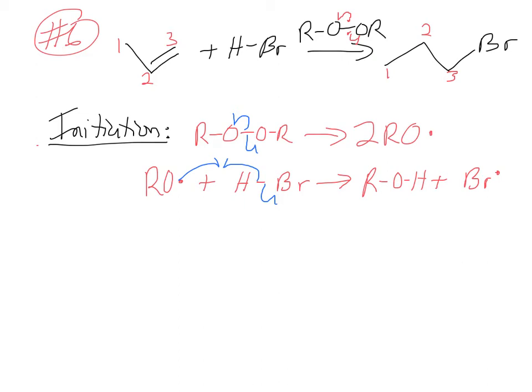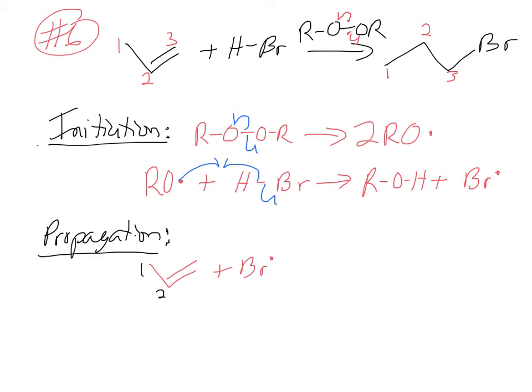Now, the other steps. Propagation just means we make another radical. Initiation usually means you don't start with any radicals at all, or it's the way they make the reactive species, but propagation is how these species react with each other. So in a propagation step, our alkene is going to react with our Br dot.